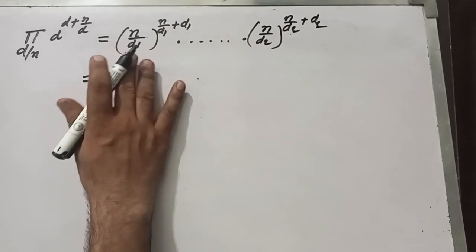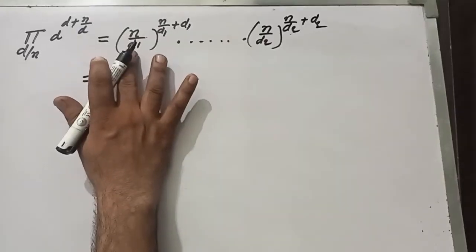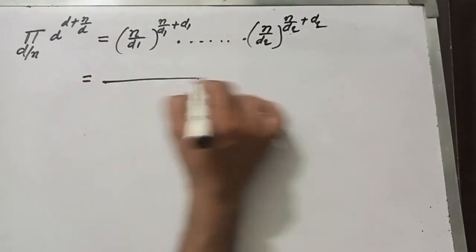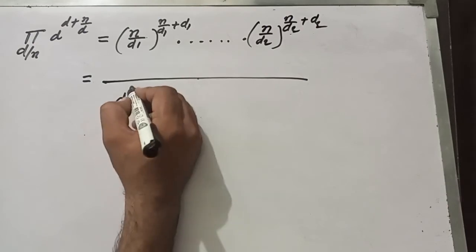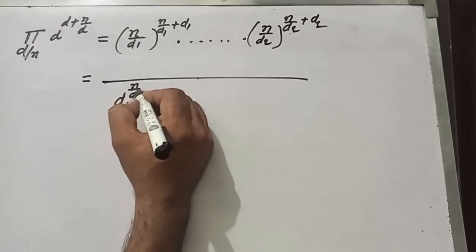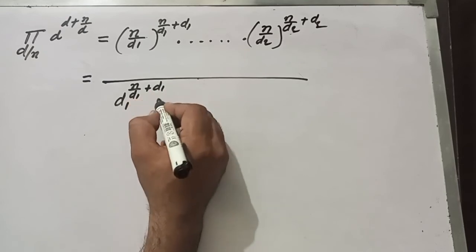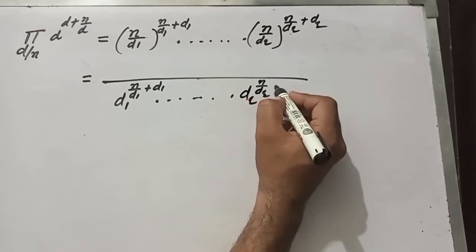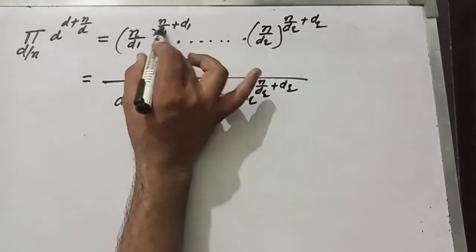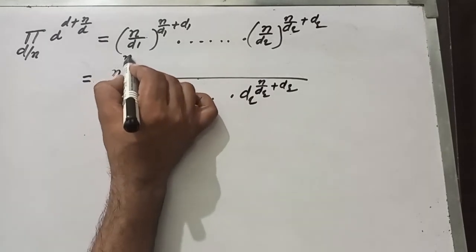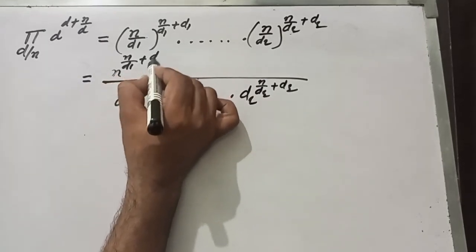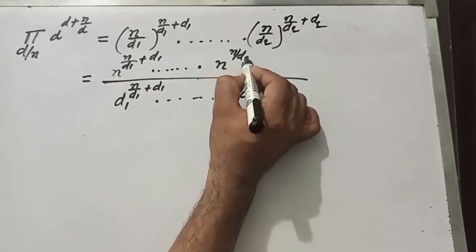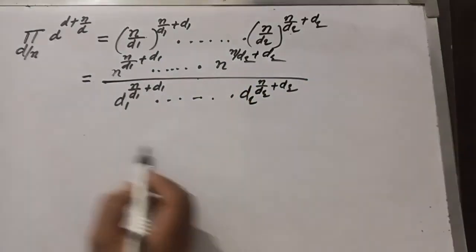Now you can separate the denominator. In the denominator, what we will have is d1 raised to power n by d1 plus d1. Similarly, dr raised to power n by dr plus dr. Separate the numerator: n raised to power n by d1 plus d1. Similarly, n raised to power n by dr plus dr.